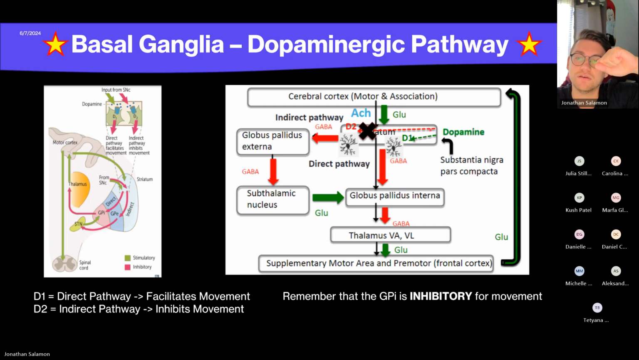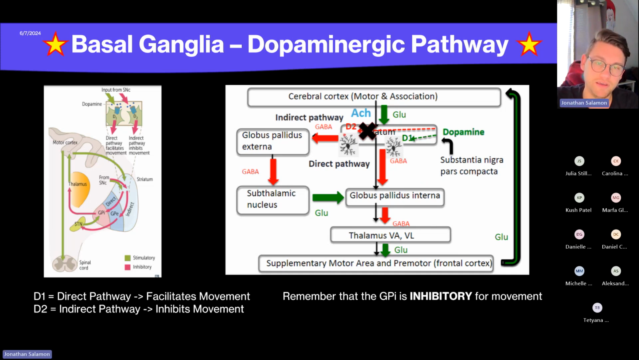So D1 stimulates the striatum to inhibit the GPI. Because you're inhibiting the inhibitory center, you're increasing movement, right? So the direct pathway facilitates movement. Sometimes they will ask the question, and instead of the answer being stimulating movement, the answer will be inhibiting the globus pallidus interna, GPI, right?